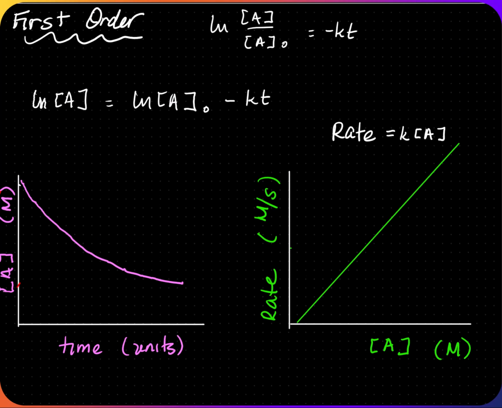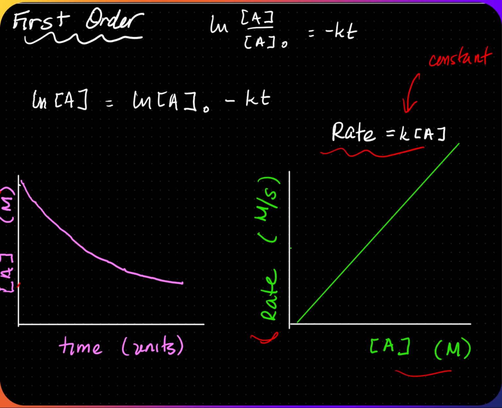First order is dependent on concentration. Rate we defined as equal to k times the concentration of A. If I look at this equation, if the concentration doubles, the rate doubles. If the concentration decreases by a third, the rate decreases by a third. That tells you rate and concentration are directly proportional because the k here is a constant known as the rate constant. So if I plot rate in molars per second versus concentration in molars, I should get a linear line.